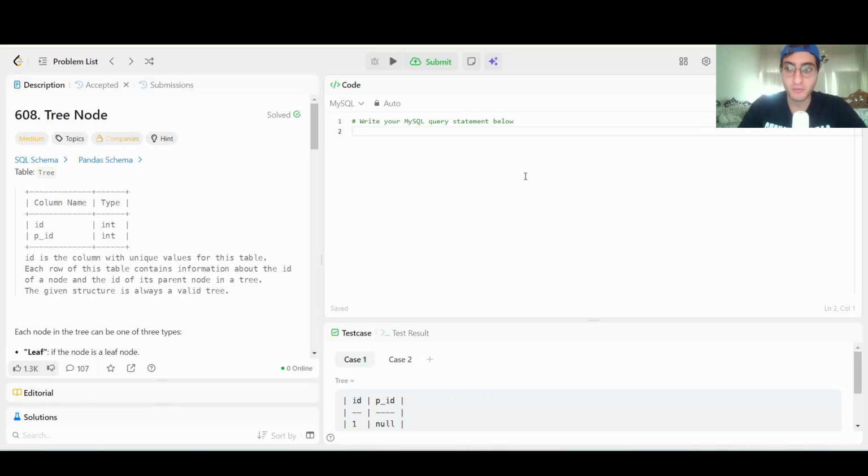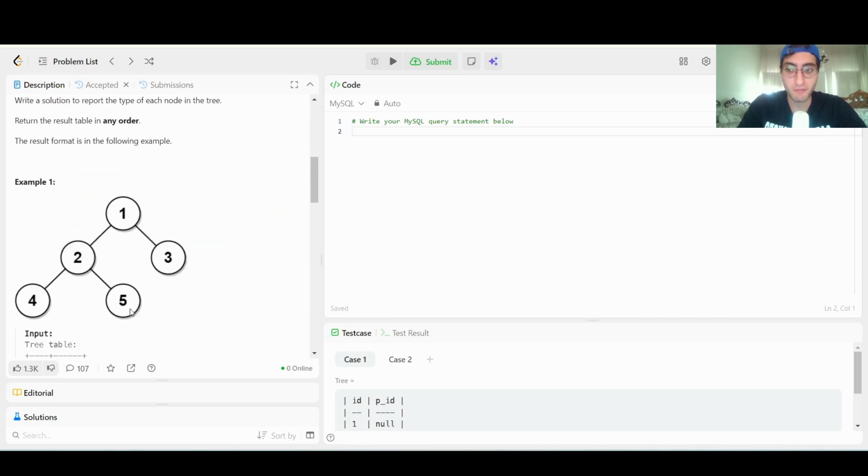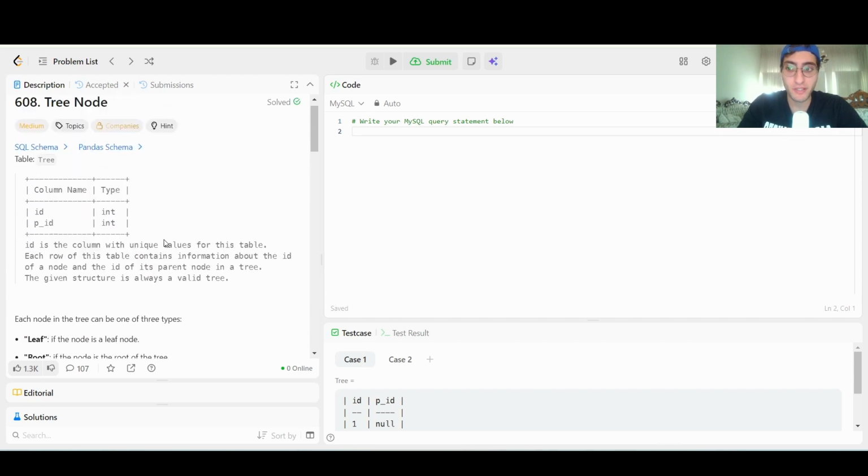Let's go ahead and solve LeetCode 608, Tree Node, which is actually the first medium SQL problem we tackle on this channel. In this problem, they basically gave us a tree, which we've seen so many times in Java before. To be more specific, what they gave us is a tree table, obviously, since it's an SQL problem. Within this tree table, they gave us two columns, ID and PID, which stands for parent ID, and this will make sense later on.